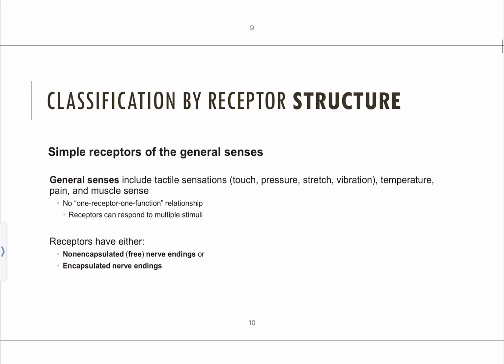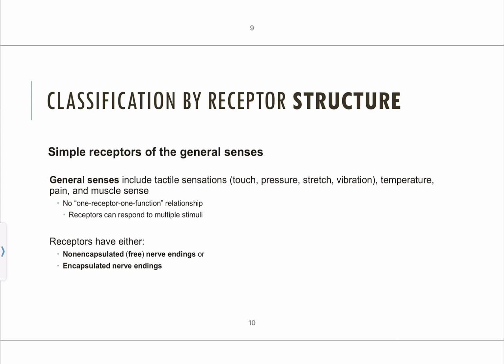So simple receptors of the general senses. Again, general senses are going to include tactile sensations, so things like touch, pressure, stretch, and vibration, as well as temperature, pain, and muscle sense. But there is no one receptor, one function relationship. So most of these receptors that we have can respond to multiple different types of stimuli. So we don't just have one receptor that can only sense vibration, one that can only sense touch. If you are sensing vibration, that same receptor is likely also going to be able to detect touch.